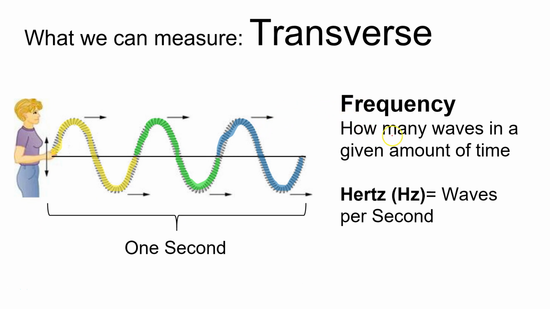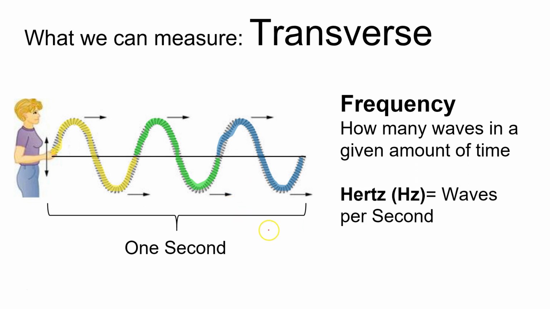Frequency is how many waves are in a given amount of time. So if this all equals 1 second, then we have 2 waves there. We have the yellow one and we have the green one. Oh, not 2, but 3. We have 3 waves there. So this is 3 waves in 1 second, which is the same as saying 3 hertz.